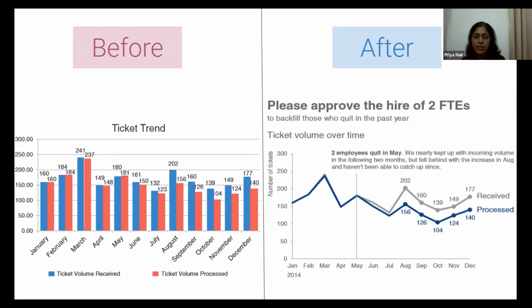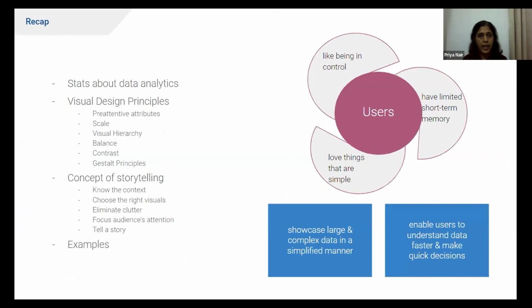And they have put those 2 lines in 2 different colors to highlight which is the received and which is the processed one, right? So let us just recap on what all we did. We saw some of the statistics about data analytics, how much is consumed and what is the importance of visuals, how much weight they carry when humans perceive visuals, right?